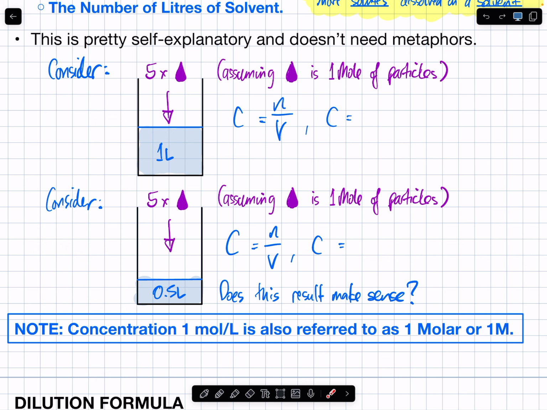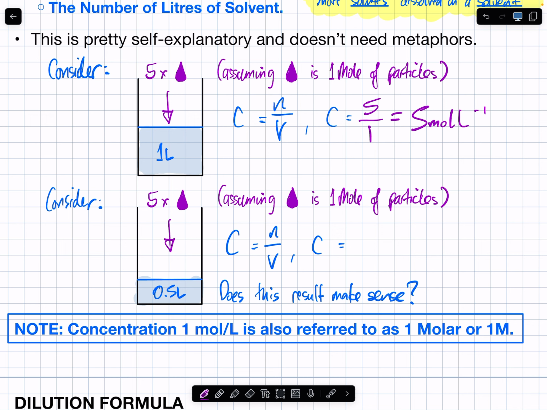So if we're pretending that 1 drop is 1 mole, what's the concentration of this? How many moles per litre? 5. Why have I chosen 1 litre? Because it's just divided by 1. Let's demonstrate that here. Concentration is the number of moles. We put 5 moles of blue into the water divided by the volume of 1. So it's 5 moles per litre concentration. Okay?